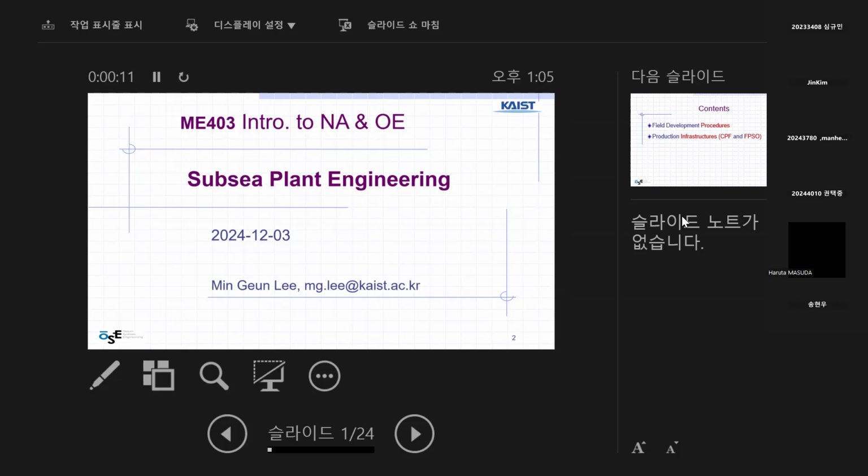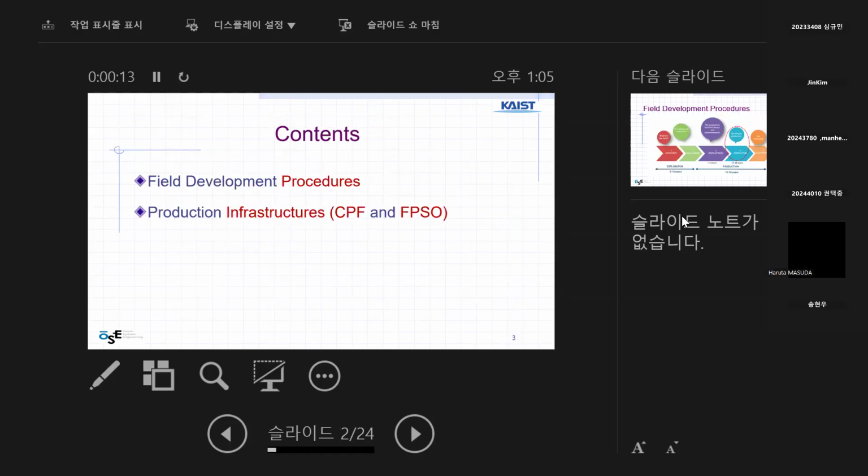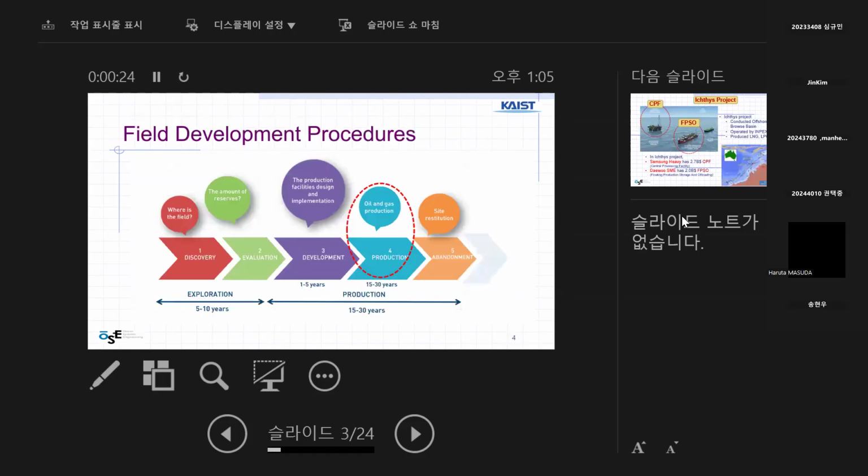Today's topic is subsea plant engineering and conventional field development procedures and production infrastructures like CPF and FPSO. First, I will introduce the field development procedures of the offshore production. The procedure is shown in the figure: first, the discovery and evaluation, then development and production, and abandonment. In this lecture, I will focus on the production procedure.